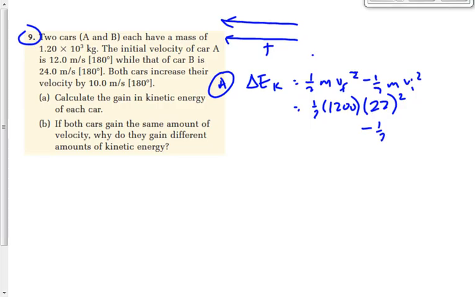Yeah, that's right. Minus 1/2 of 1,200 times 12 squared. So we're doing car A here, the 1,200 kilogram car, the final speed squared minus half times the mass times the initial speed squared. What do we get when we do that math?